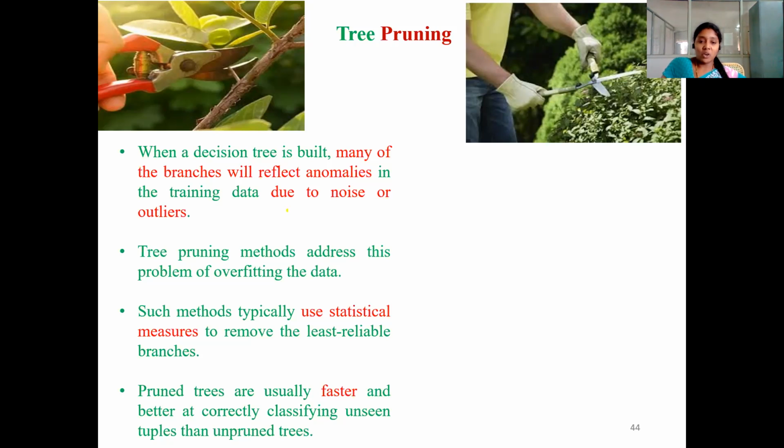So pruned trees are usually faster and better at correctly classifying unseen tuples than unpruned trees. So compared to unpruned trees, pruned trees are a little faster and better at correctly classifying. The pruned trees have good accuracy, and they do their work faster than the unpruned trees. And we have two concepts of tree pruning, pre-pruning and post-pruning.